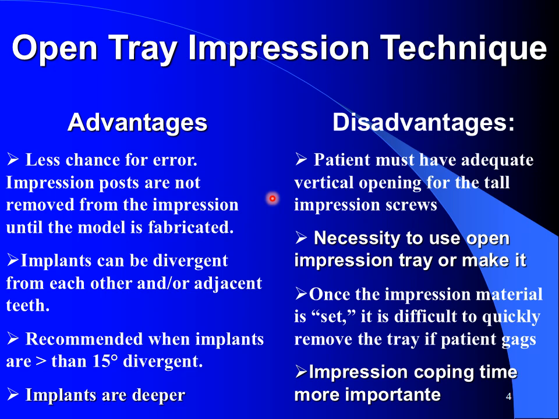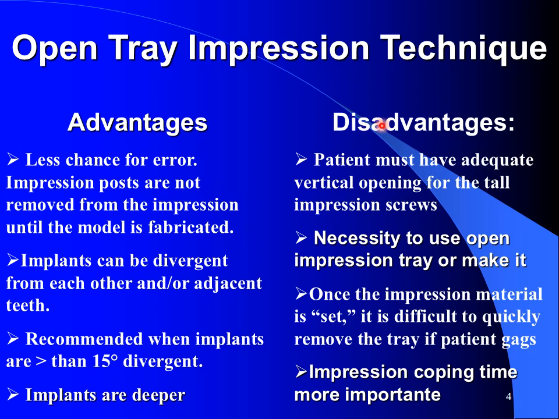The main advantages of the open tray impression technique are: first, less chance for error. Impression posts are not removed from the impression until the model is fabricated. Second, the implants can be divergent from each other and or adjacent teeth, so we can use implants that are more divergent than 15 degrees, and the implants are deeper.